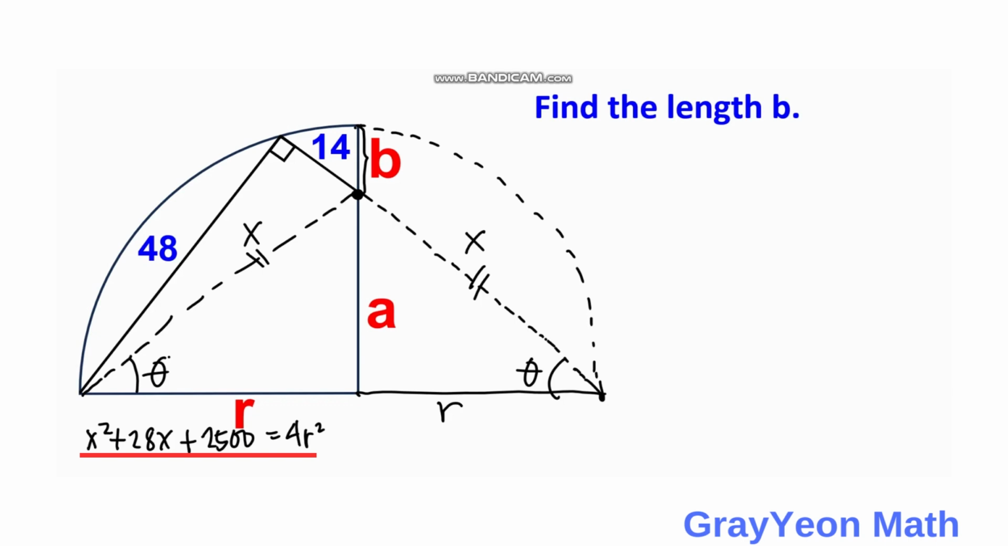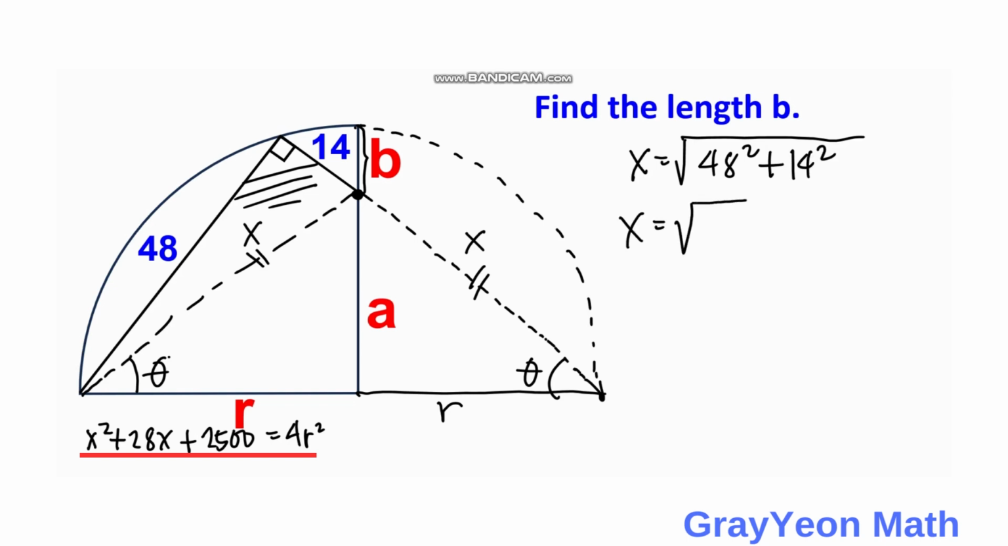Next, we can actually find the value of x. x is equal to the square root of, since this is the hypotenuse of this small right triangle, the one formed by the 48 unit segment and the 14 unit segment, and the hypotenuse is x. And that is 48 squared plus 14 squared. So if we simplify this, you have the square root of 2,500. So x is equal to 50.